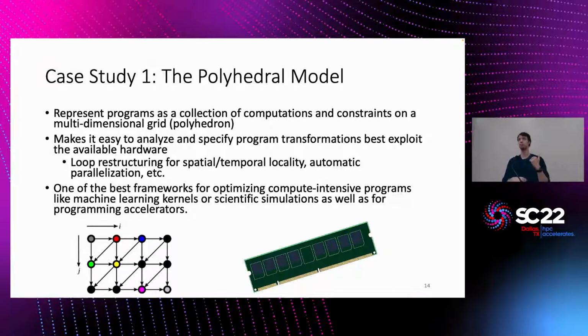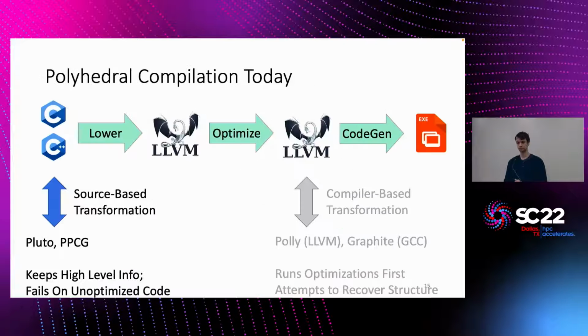This actually turns out to be really, really useful for a bunch of different domains, in particular within machine learning frameworks as well as generalized scientific computing. The polyhedral model has been found to be one of the best ways to exploit the different types of parallelism, locality, both in terms of space and time.